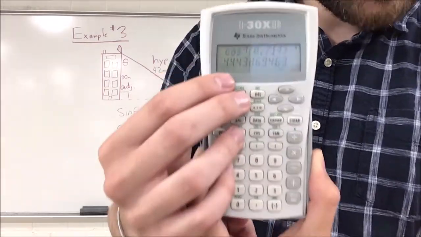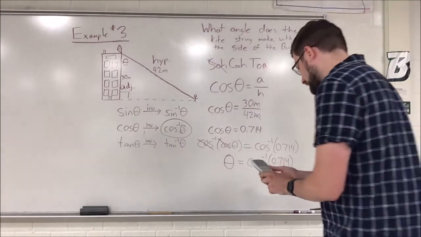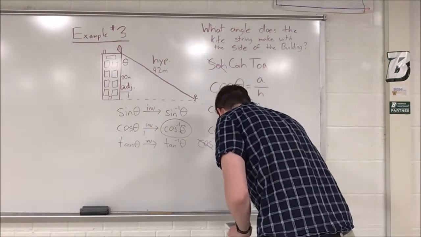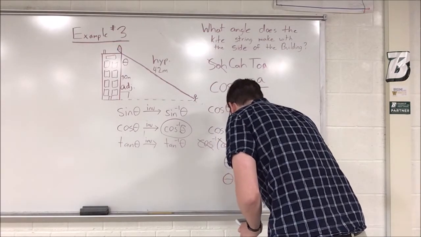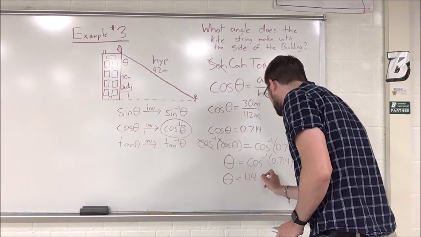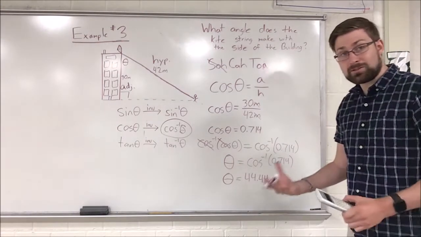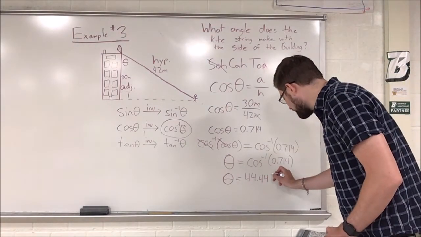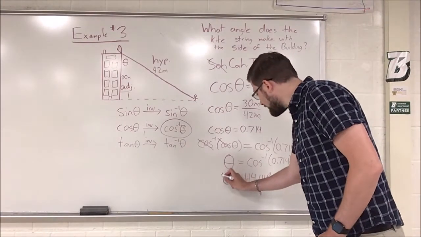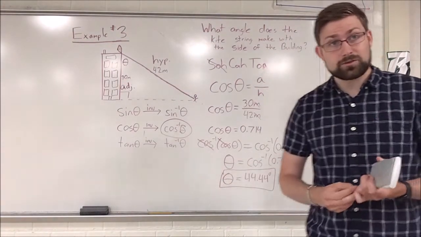And so it looks like my answer is 44.43, or it rounds up to 44.44. So I will round correctly. Theta is equal to 44.44. That's it, rounded to the hundredth place. And then what's my units for an angle? It's degrees. So I'll put a little circle there so that we know it's degrees. So that is how you solve for the angle in a right triangle using trig.